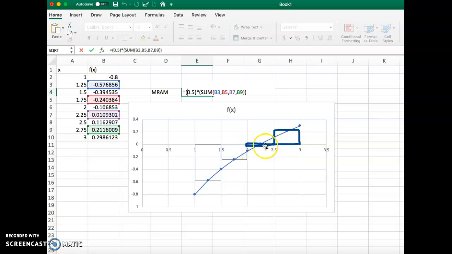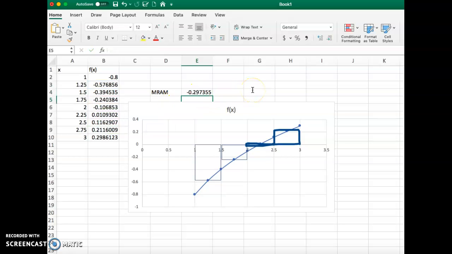Then this one was 0.5 times really little here. You can see it's 0.01. And then this last rectangle is 0.5 times the value of the function at 2.75. So you see how you then can get your MRAM from that. These ones are tougher than the others where we just don't grab all the data. We have to find all the midpoint values.